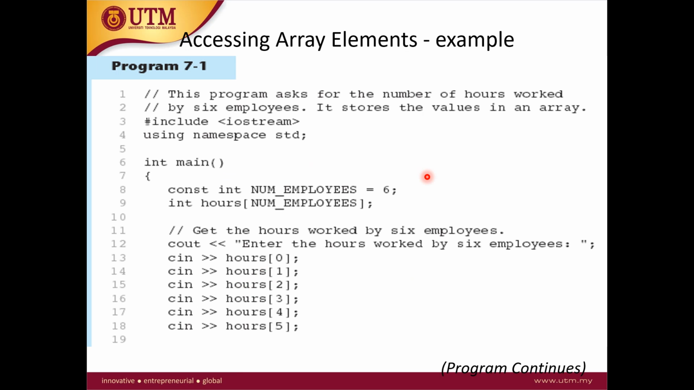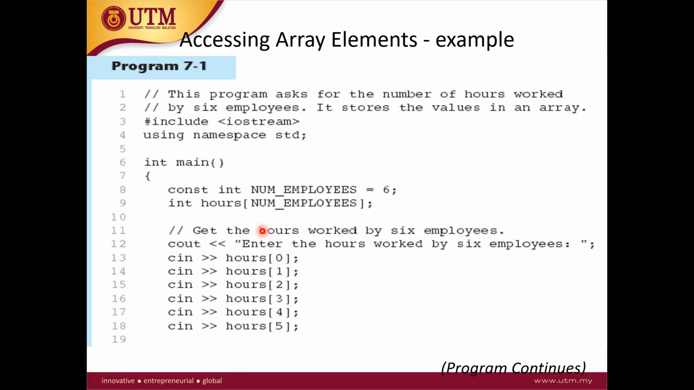And how to access the elements of an array? Look here, we've got numEmployee, this variable whose type is integer, is going to be 6, and then we are declaring an array called hours, and the size of it is going to be this variable, which is 6. So that means this array's name is hours, its type is integer, and the size of it is 6. That means the index of the array is starting from 0 up to 5. The first element is going to be located here, and the last element is going to be located here.